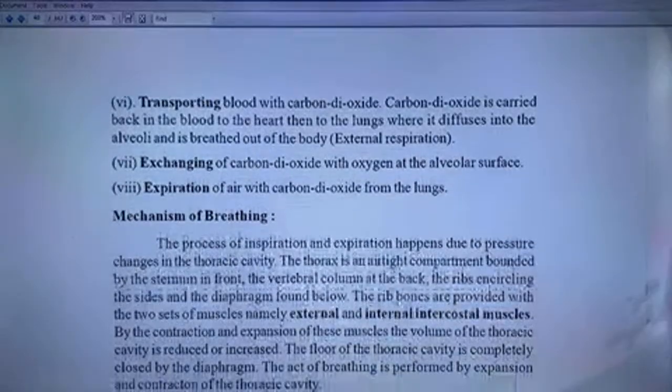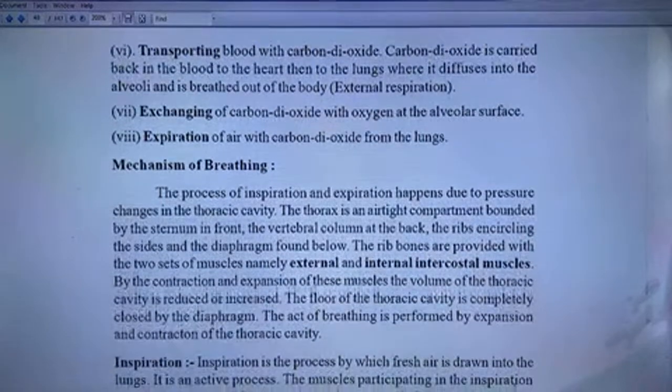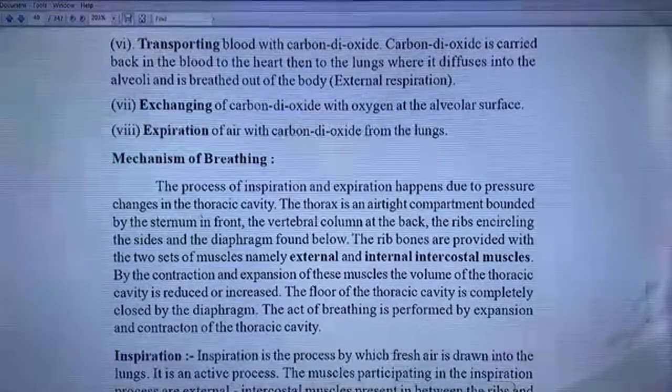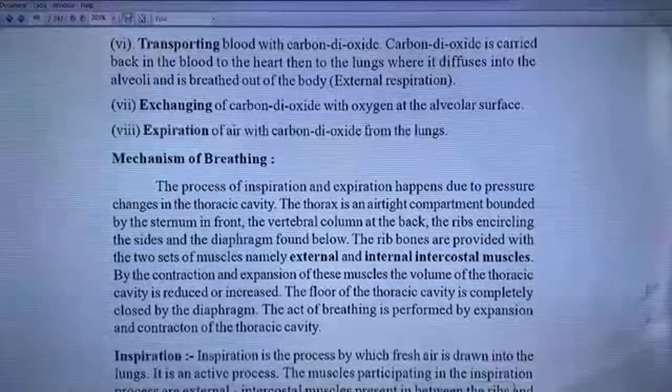Transporting blood with carbon dioxide. Carbon dioxide is carried back in the blood to the heart, then to the lungs, where it diffuses into the alveoli and is breathed out of the body. External respiration, exchanging of carbon dioxide with oxygen at the alveolar surface. Expiration of air with carbon dioxide from the lungs.